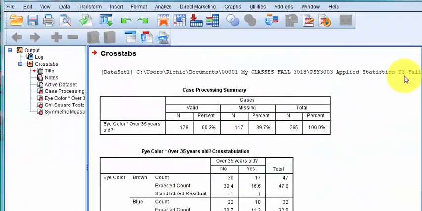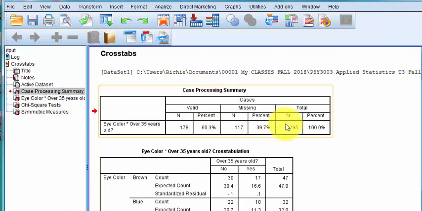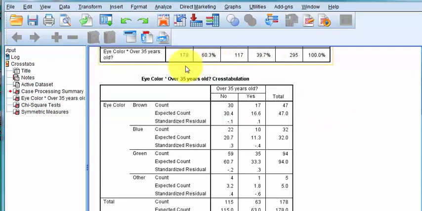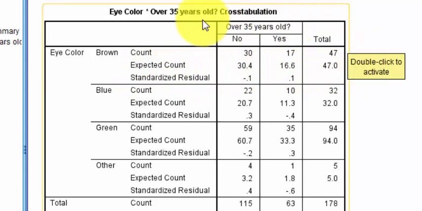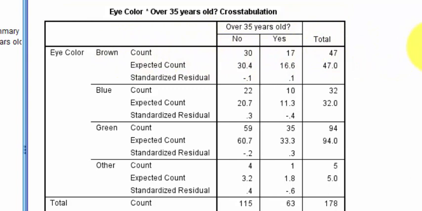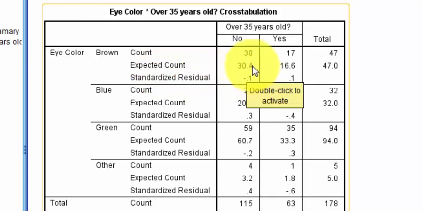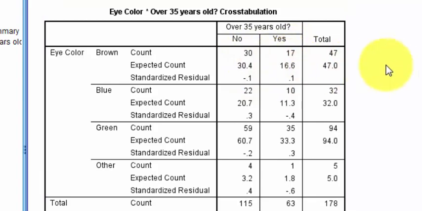Let me show you how to read the output. First one tells you how many you have, 179, which is pretty darn good. Don't worry about the missing. It's a data screw up on my part. So here is the cell count, right? So the expected count, if the null were true, would be along this row. And this is the real count, also called the observed or the actual count, whatever you want. So if the null were true, they were expecting 30.4 people with brown eyes to be under 35, and they got 30. Okay? Those numbers are practically the same. Everything's practically the same. So don't be disappointed if you don't get a significance here.